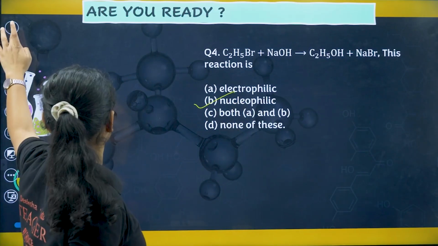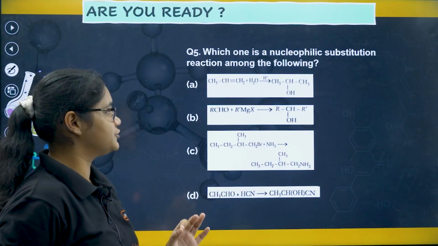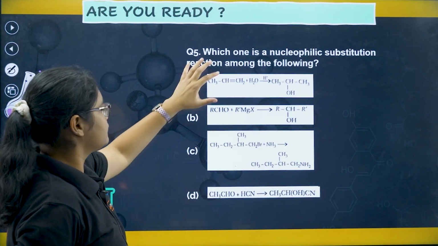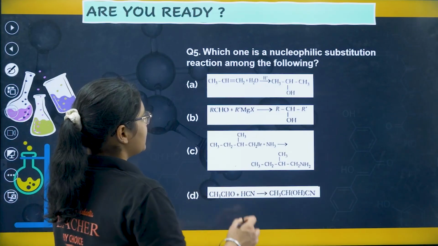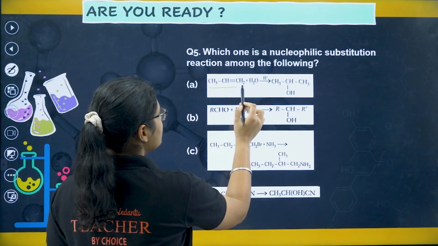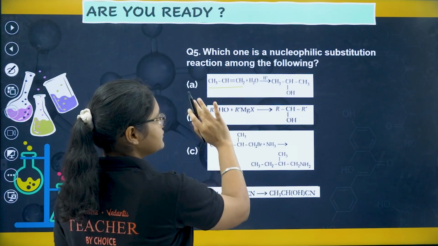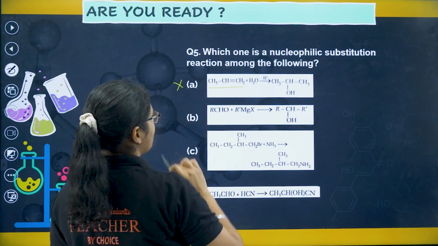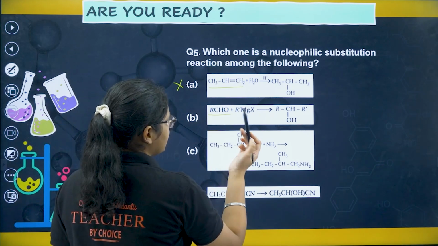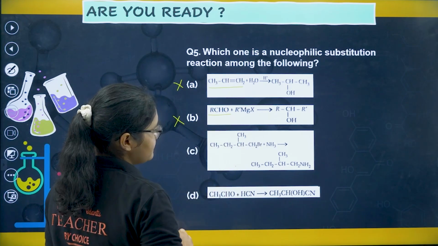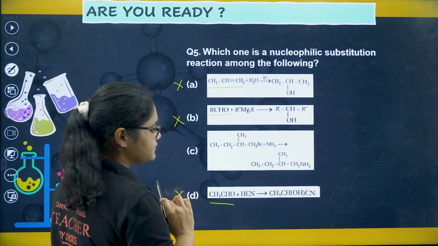Now last question of round 1. Which of the following is a nucleophilic substitution reaction among the following? So we have to find out which is a nucleophilic substitution reaction. Now here there is no alkyl group, so there is no halogen group here, so there is no replacement. So this is not a nucleophilic substitution reaction. Here we don't have haloalkane again, so this is also not it. Here also we don't have haloalkane, so this is also not it.